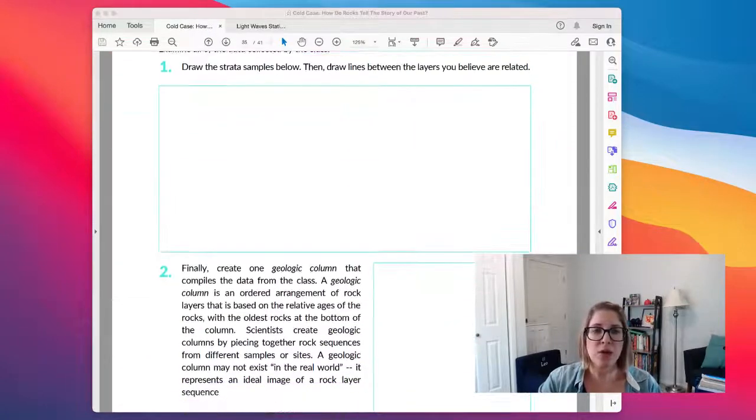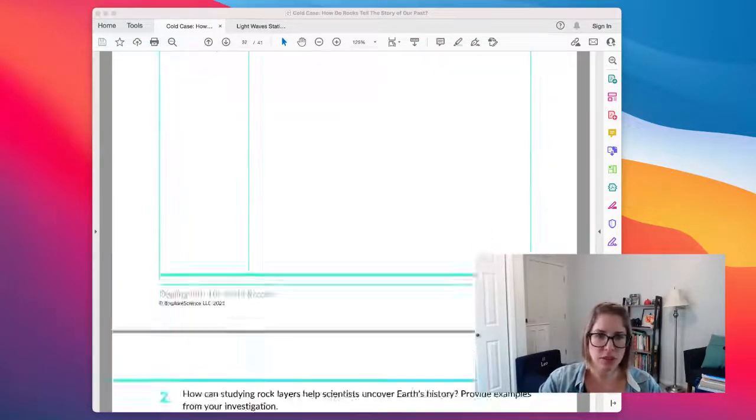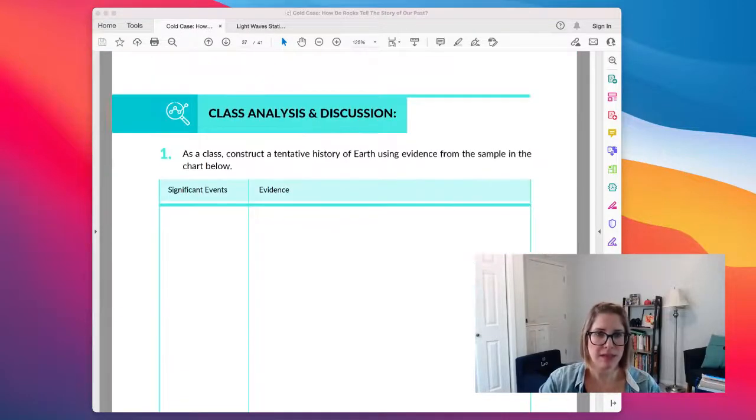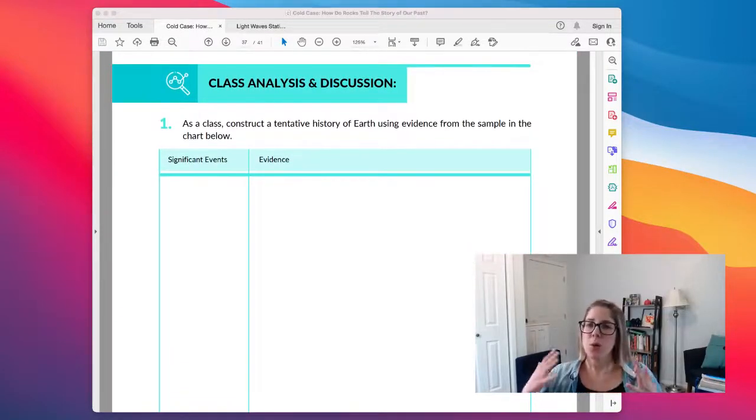But really, when you come back to, sorry, I'm going to scroll, I'm not really sure where it is. Okay, class discussions and analysis. So after the exploration, we always want to come back and we want to help our students make meaning.